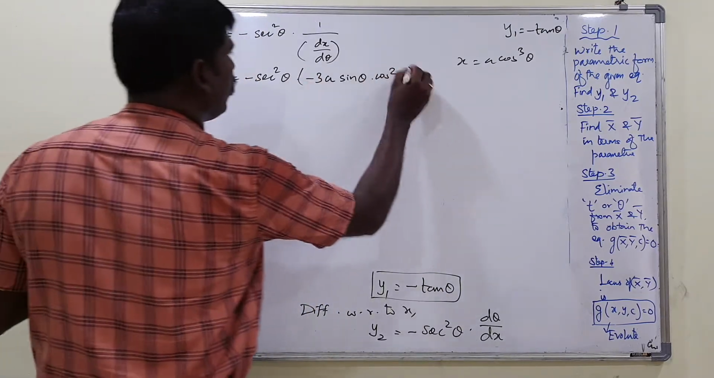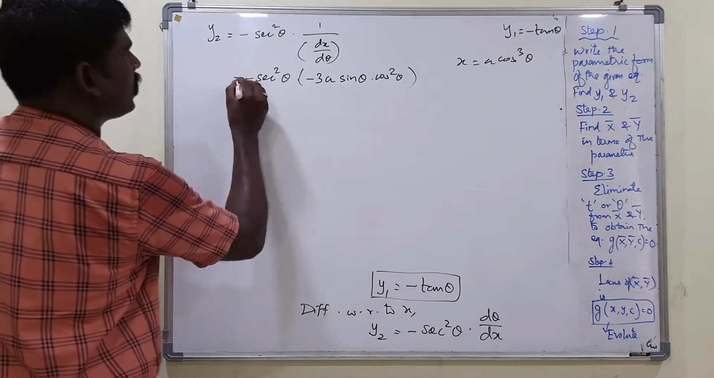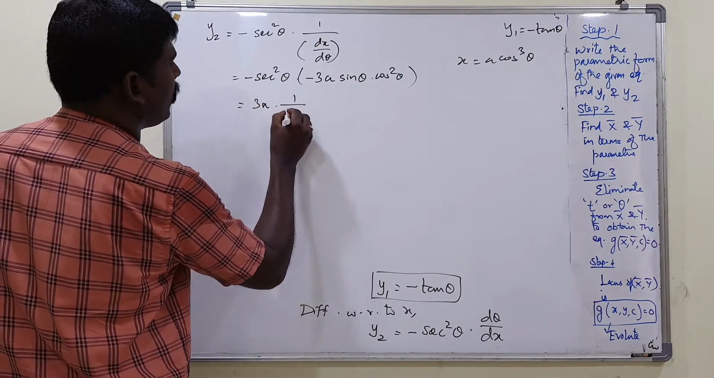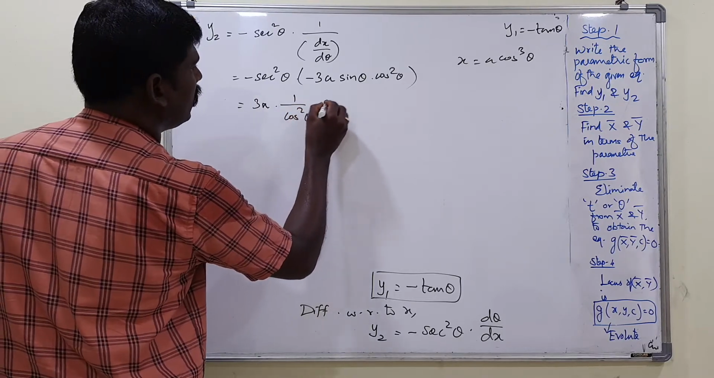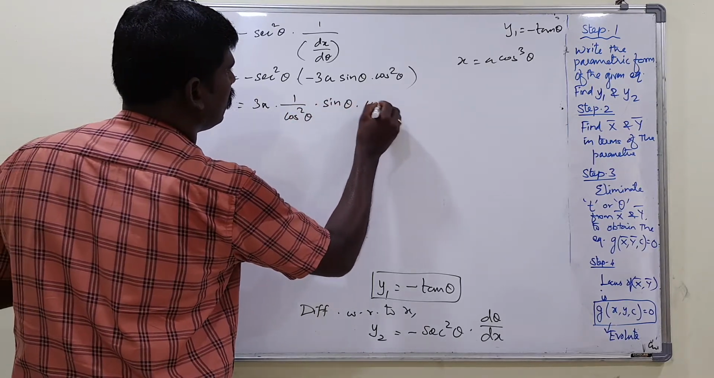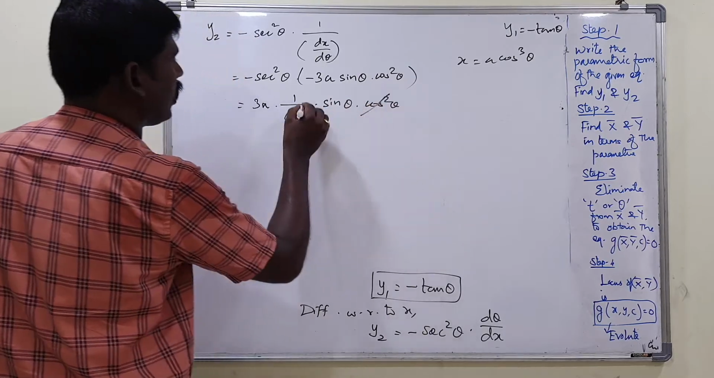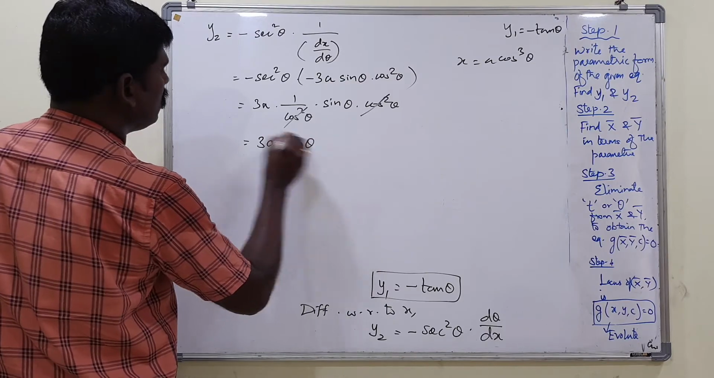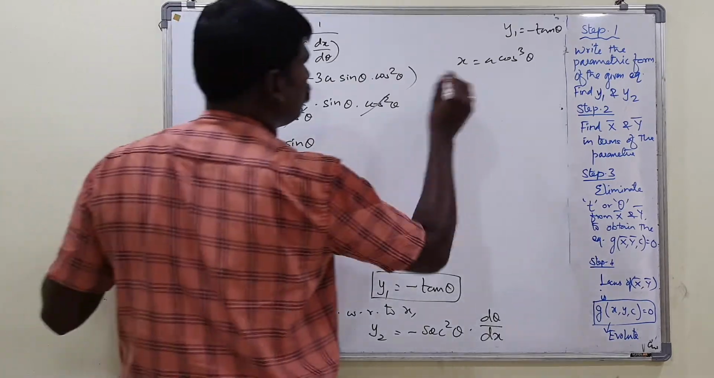And already we found out. So minus minus becomes plus. So 3a into what is secant square theta? 1 by cos square theta into sin theta into cos square theta. You can strike out this cos square theta with cos square theta. So 3a sin theta is the value of y2. Right?